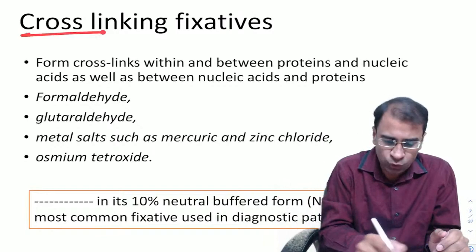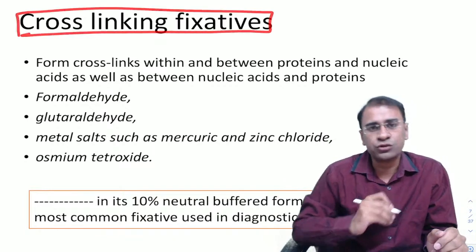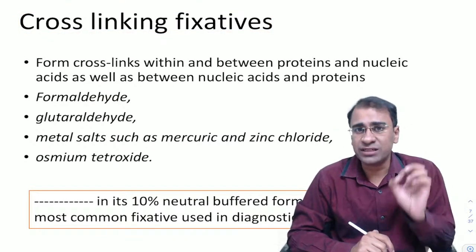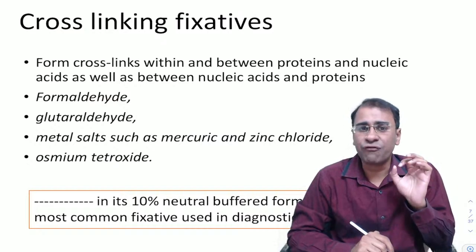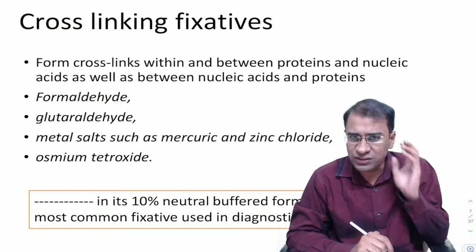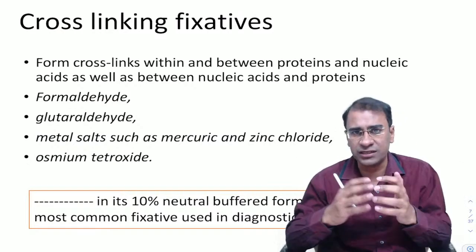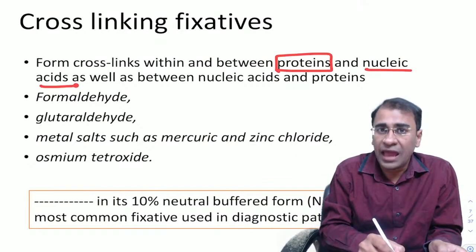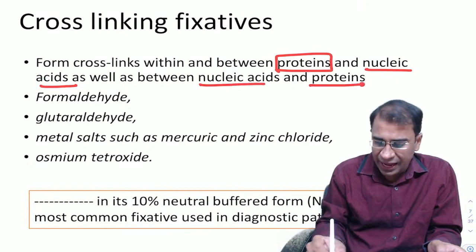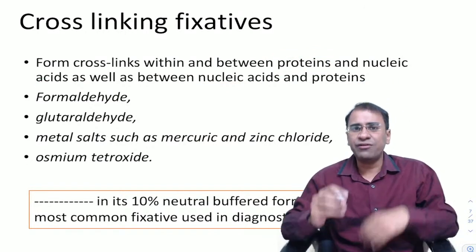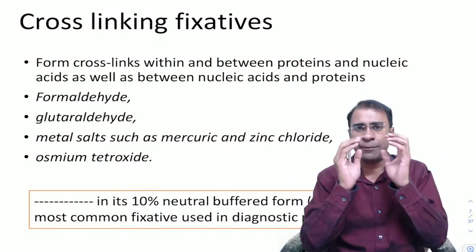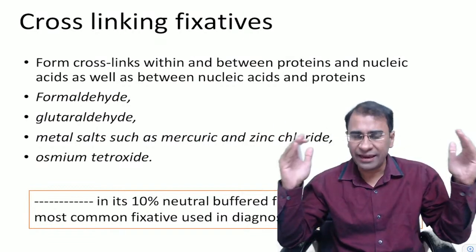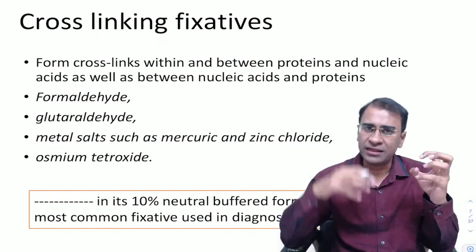Now, this question was asked recently in the AIIMS exam. What are the examples of cross-link fixatives? Okay, let's first understand what cross-linking actually does. It cross-links proteins and DNA, as well as DNA and proteins. That is, it will actually cross-link the protein and DNA to the cell wall, and it will also cross-link the protein and the DNA itself.